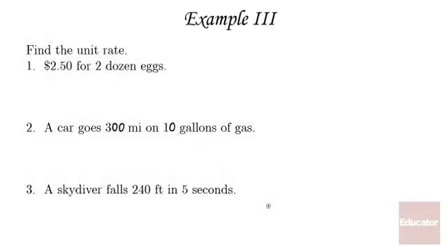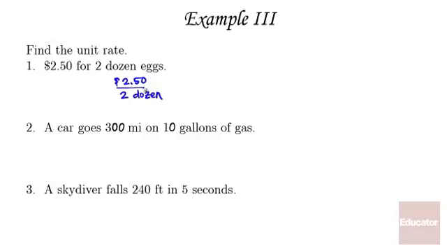Find the unit rate. Remember, unit rate is when you have a ratio and the bottom number, the denominator, has to be 1. So here, the ratio is 250 for every 2 dozen. Okay. I want to find how much it's going to be for 1 dozen, or how much per dozen.